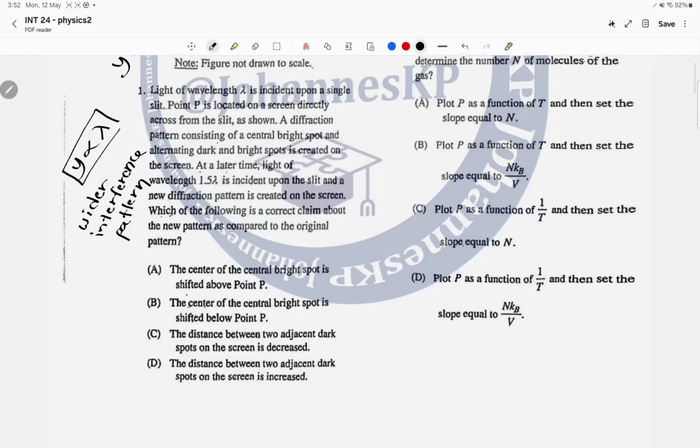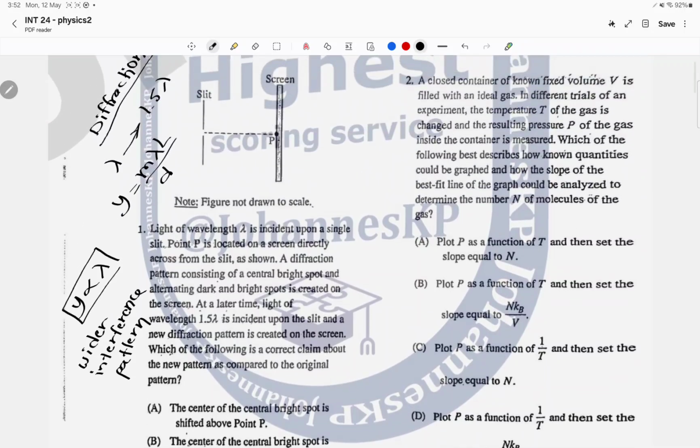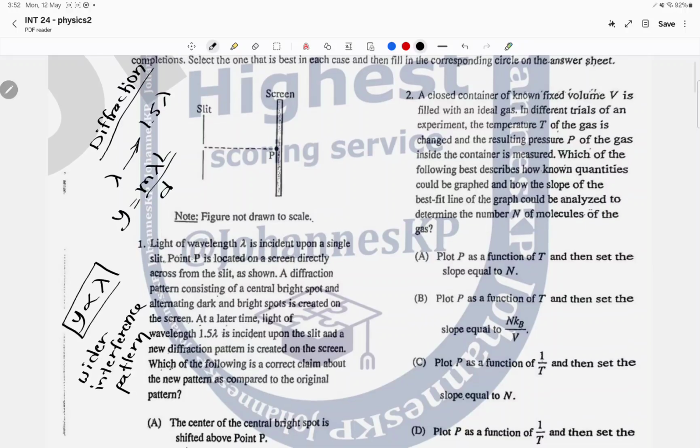Okay. Look for wider. The closest thing to wider is increase. D. I don't know about you, but I feel like it's pretty easy.